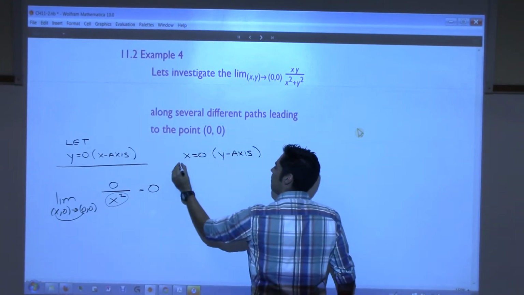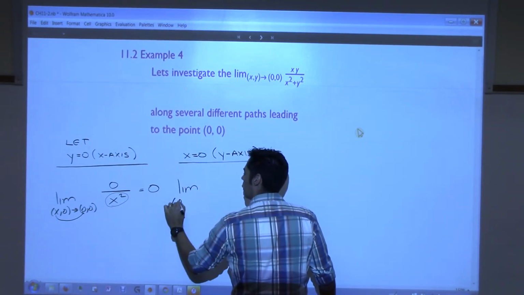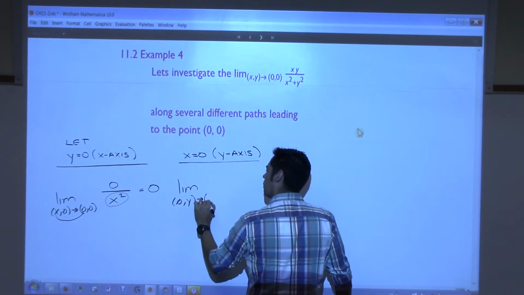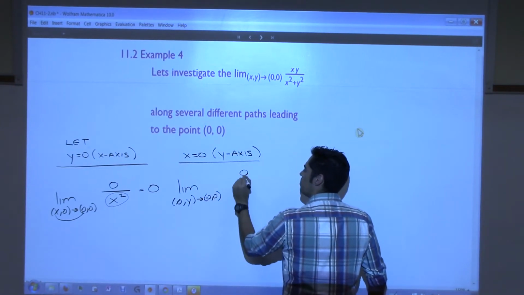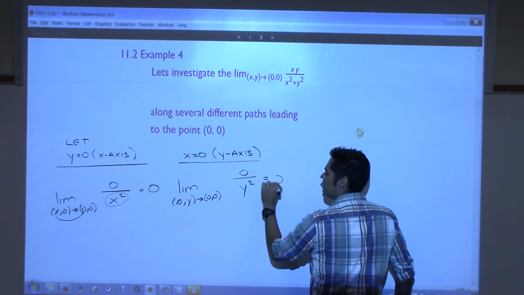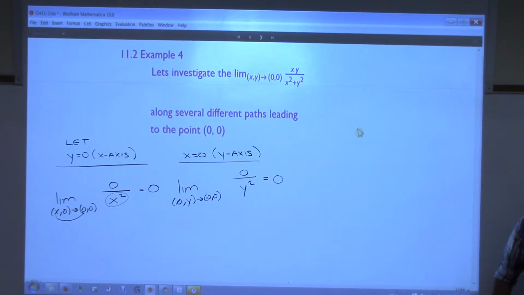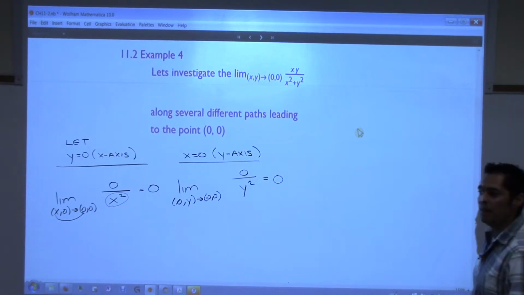do you all see what's going to happen? You're going to get 0 again. But 0 over what this time? Y squared. You get the same answer. So does that mean that the limit is 0? No. It means that along those two paths, the same thing's happening.